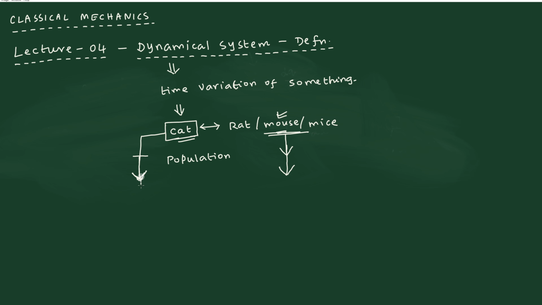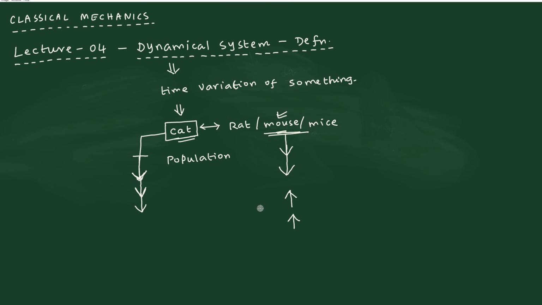Then it keeps dying every day because there is nothing to eat. Now, since the population of the cat has come down, that means nobody is there to eat the mouse. If the population of the cat has come down, nobody is there to eat the mouse. And therefore the population of the mouse will start increasing, and then it will fluctuate as time changes.